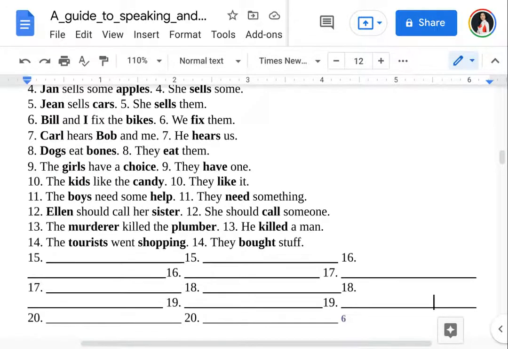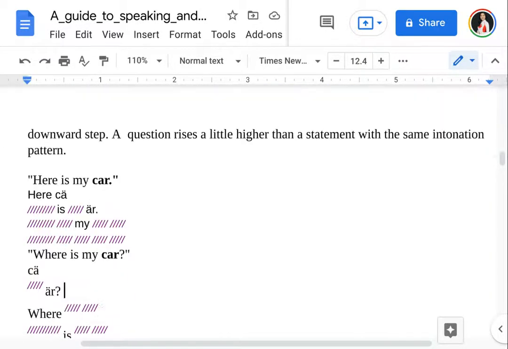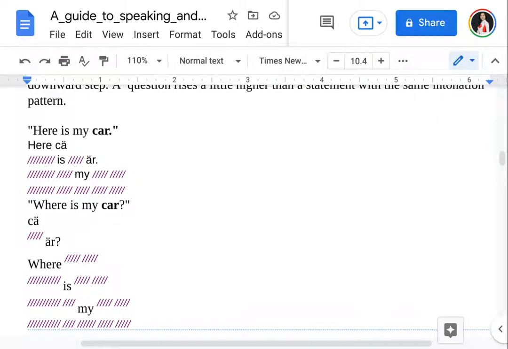Statement versus question intonation. You may have learned at some point that questions have a rising intonation. They do, but usually a question will step upward until the very end, where it takes one quick little downward step. A question rises a little higher than a statement with the same intonation pattern. Here's my car. Where's my car?